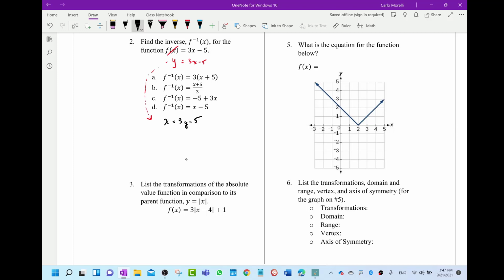And now I'm just going to solve for y. Let's see, add 5 to both sides. You can't add 5 to x, so it's just x plus 5 equals 3y. And then divide both sides by 3.